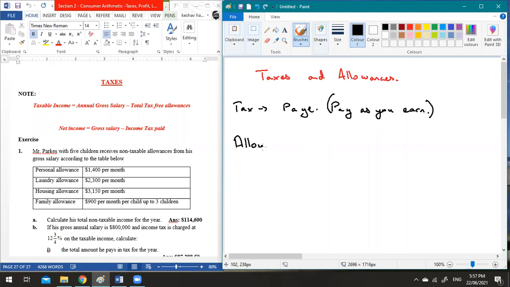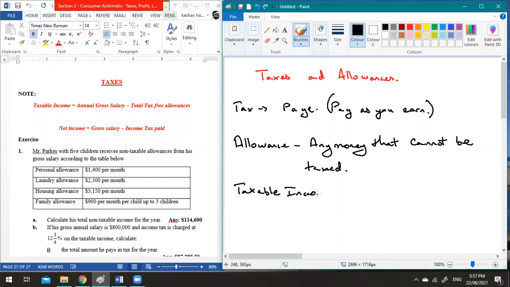So an allowance is any money that cannot be taxed, right? And your taxable income is your gross income or your gross salary or your gross wage minus your allowance. What is this basically? This is the money that the government could tax.